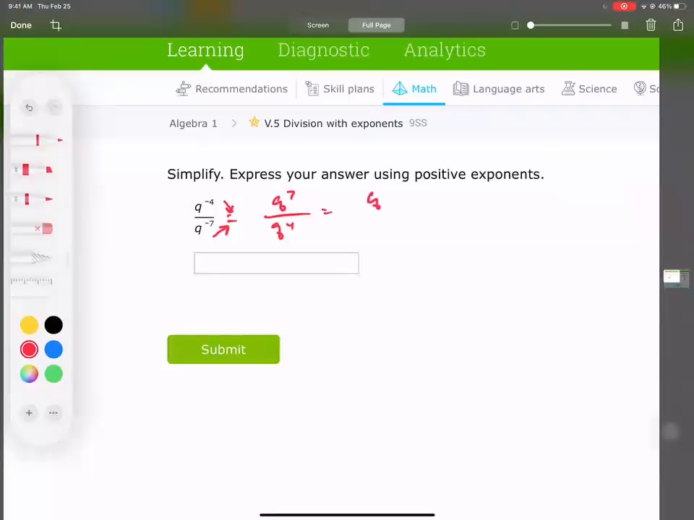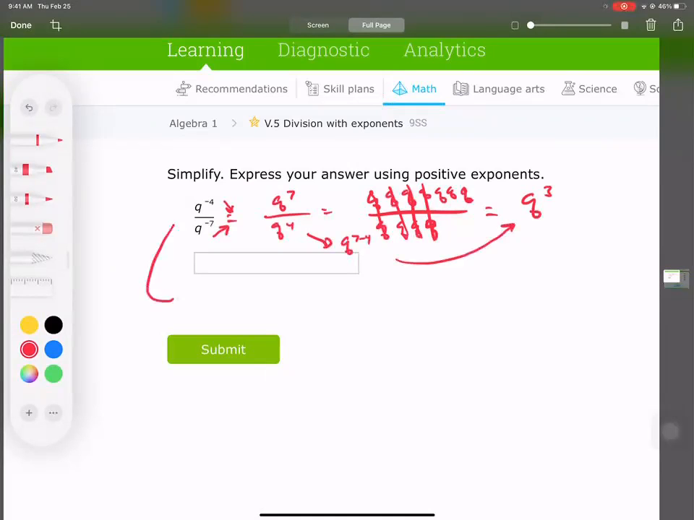Now I have q. Let's write it out. Q, 1, 2, 3, 4, 5, 6, 7, 1, 2, 3, 4. Right? Doing this takes a long time. But if it's helpful for you to see that 4 of these cancel out, leaving me only 3 left on top, great. That's a great skill. But I want to also advise you that we could also, from here, have said, if we're dividing, aren't we just subtracting? Q7 minus 4 is Q3.